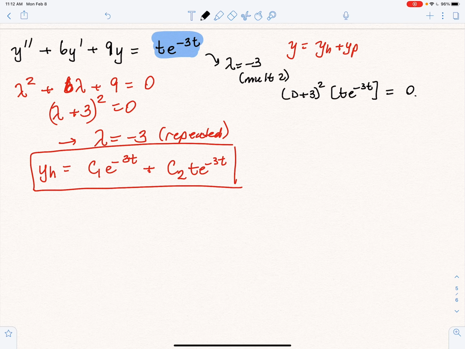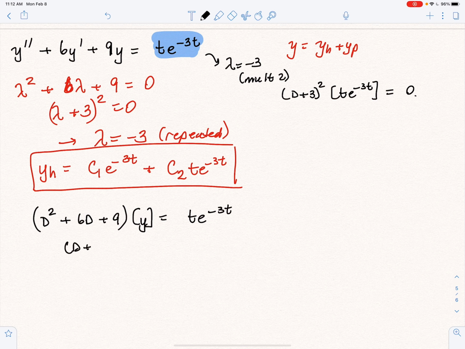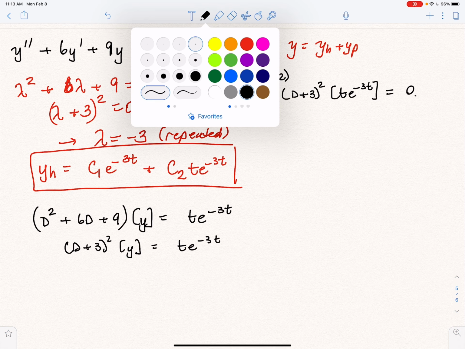Okay, so here's the picture. I'm going to first write the left-hand side in operator notation, which you might remember is D squared plus 6D plus 9 applied to y equals t e to the negative 3t. All right, so I'm going to rewrite that as D plus 3 squared y equals t e to the negative 3t. So I haven't applied anything yet. I'm just setting up the stage here.